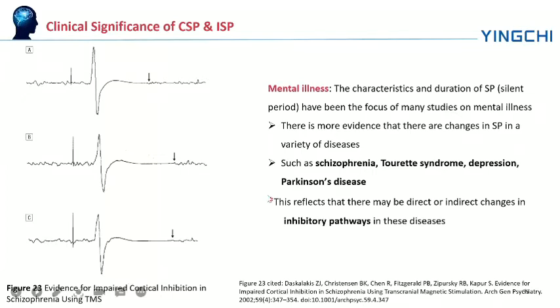So as you can see in this figure, this is the evidence for impaired cortical inhibition in terms of mania using TMS, and it can also be used in TS, depression, and PD. So this may reflect that there may be direct or indirect changes in inhibitory pathways in these diseases.